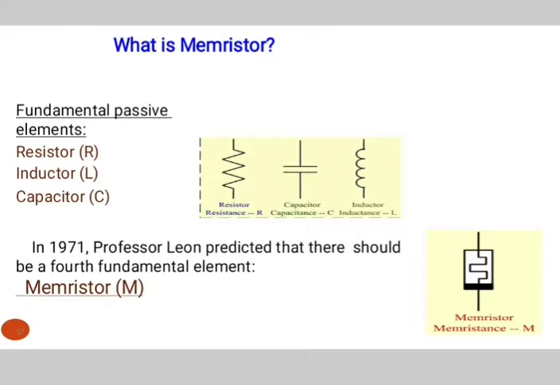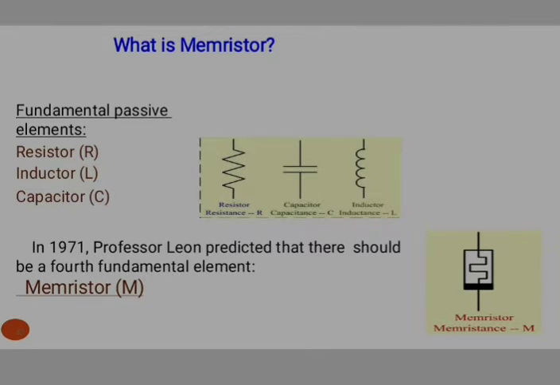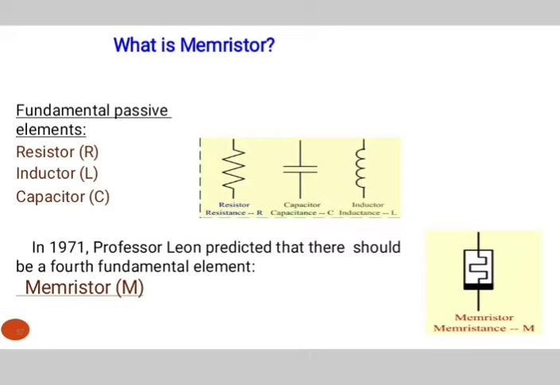The fundamental passive elements are resistor, capacitor, and inductor. In 1971, Professor Leon predicted that there should be a fourth fundamental element, that is the memristor, other than resistor, inductor, and capacitor. The symbol for the memristor is shown here.